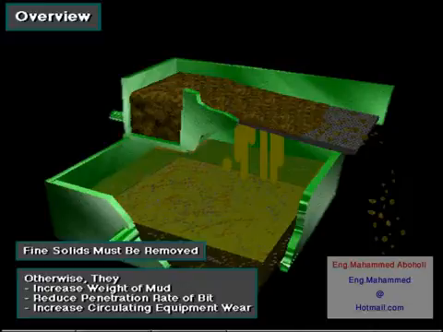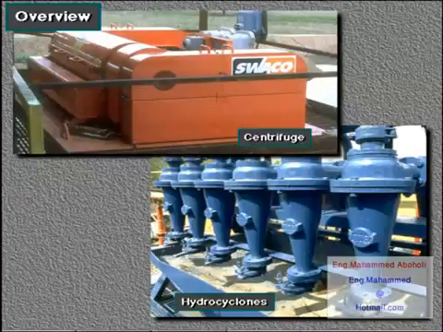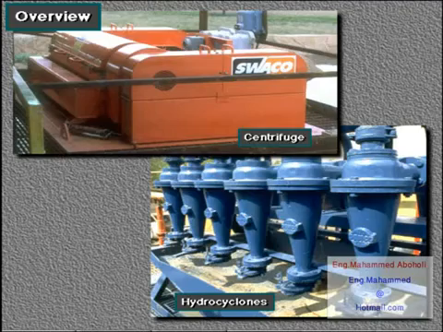If not removed, the solids can increase the weight of the mud more than required, reduce the bit's penetration rate, and significantly increase the rate of wear on circulating equipment. The rig uses mechanical solids removing equipment, such as hydrocyclones and centrifuges, to remove the fine solids.